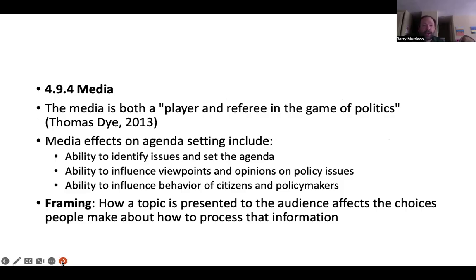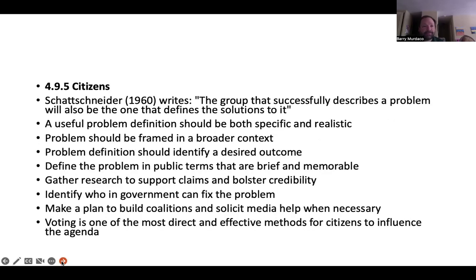Media is both a player and referee in the game of politics. Media effects on agenda setting include ability to identify issues and set the agenda, ability to influence viewpoints and opinions on policy issues, ability to influence behavior of citizens and policymakers. So how a topic is presented to the audience affects the choices people make about how to process that information. This is known as framing.